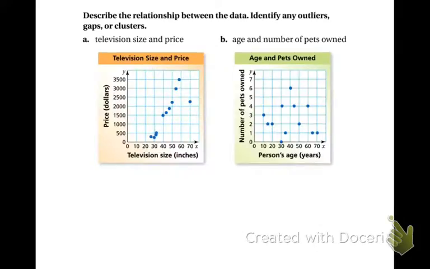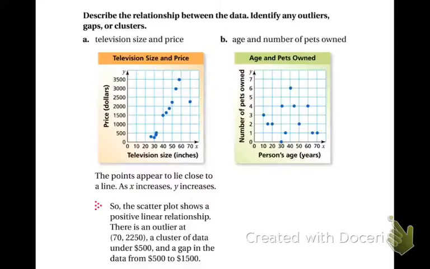So to describe the relationship between the data, identify any outliers, gaps, or clusters. So for graph A, you have television size and price. So the x coordinate is the television size in inches, and then the y coordinate is the price in dollars. So you can see that the points appear to lie close to a line. As x increases, y also increases. This would be a positive linear relationship. There's an outlier, the 70, 2,250. There's a cluster of data under $500 and a gap in the data between the 500 and 1,500.